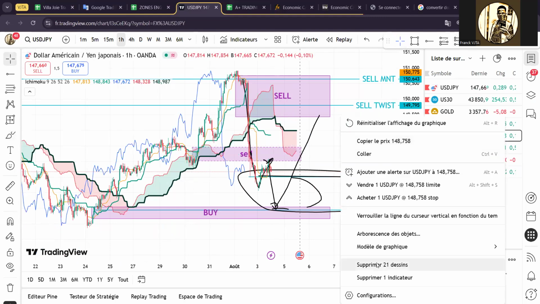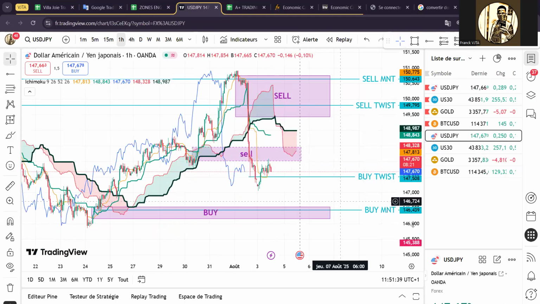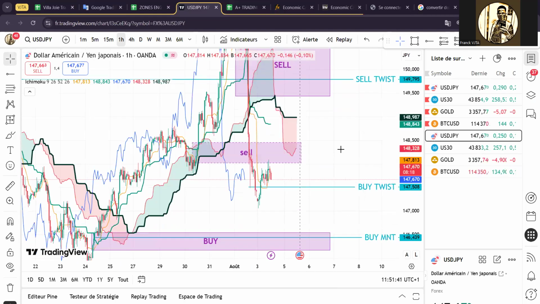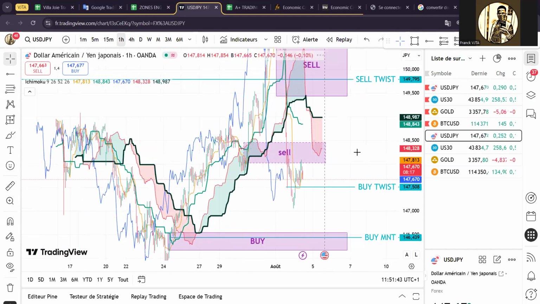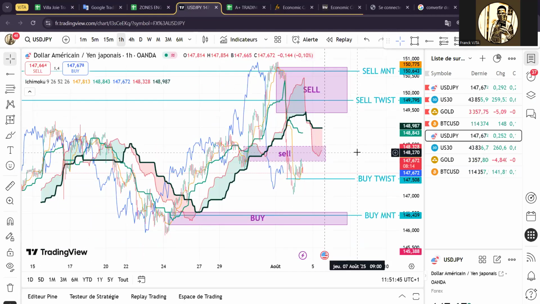I think I'm done with the explanation of how you identify zones and how you do the top-down analysis. That's exactly how you frame a market with zones. That's how your market can look like. Exactly this picture, market.